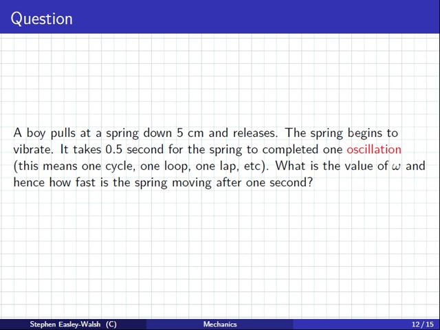And I have two questions, which I think you can do. The first one is, what's the omega? So what formula should I use to get the omega? 2 pi over T, yeah? And then, how fast is the spring moving after 1 second? The speed. Now, is this motion beginning from the equilibrium or from the far right?